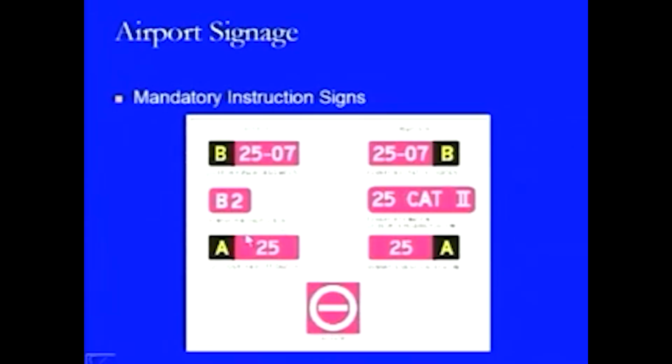When there is only a runway holding position, it is defined by some numbers like this particular type of signage. Whereas if we are looking at the runway designation, it is defined by this 25, and there is a category 2 holding position, so category 2 will be written in that case. This sign shows a no entry condition.